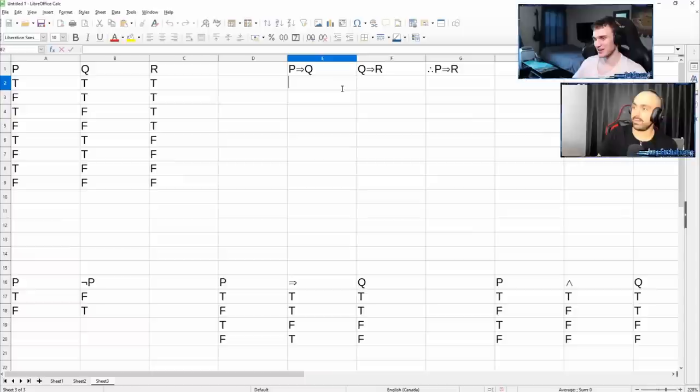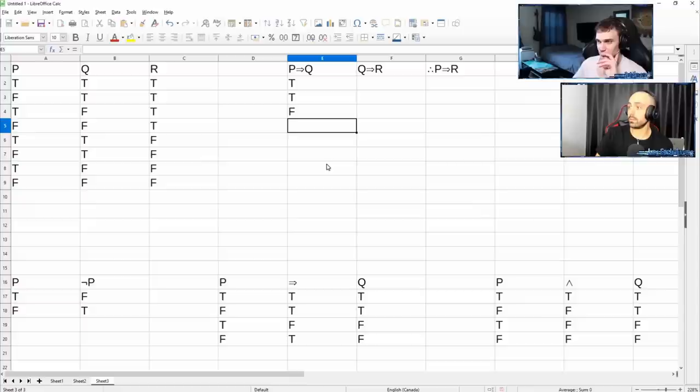P implies Q. What do you think in the first row here? Of course, true. How about the second row? True. How about the third row? Wait a second. I've tripped myself out. No, false. You're right about the first two. Okay, what about this one?